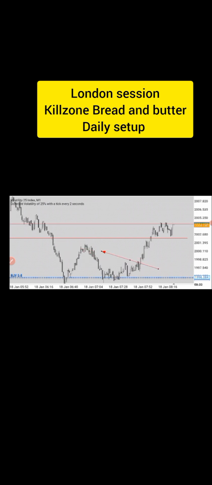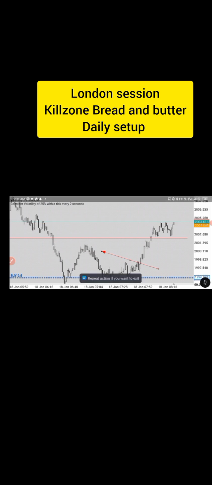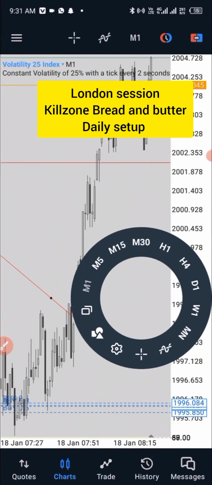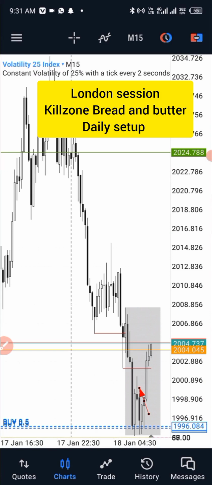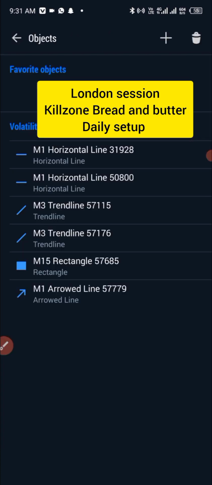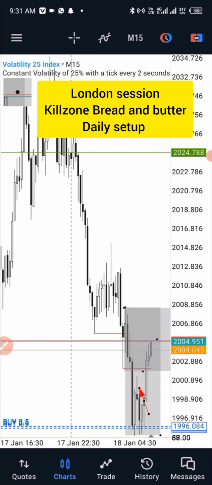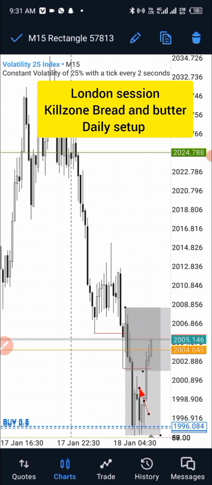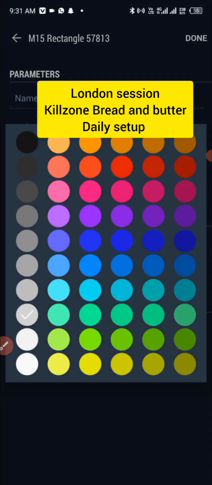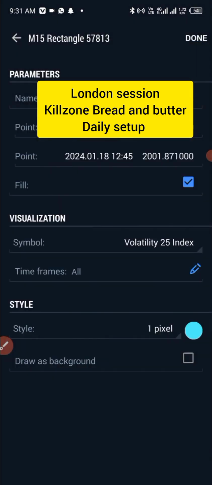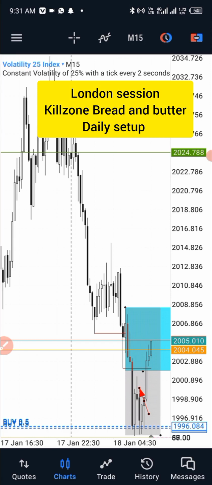Let me make it a little bit simpler like this. Let me try and demarcate this area. Since I have gotten this, don't forget that this is my range. Let me introduce another rectangle. The rectangle I'm introducing now, I'm making it the midpoint of this. Let me change the color. No, this color is not good.